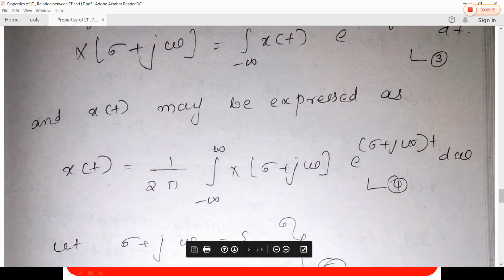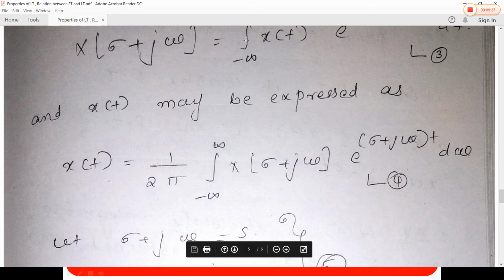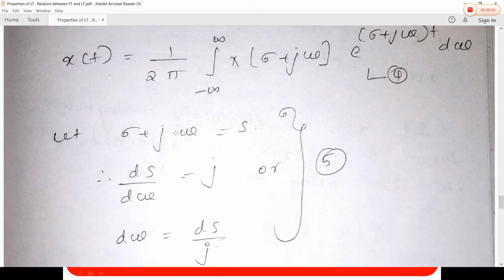In a similar fashion, equation number 2 of x of t may also be represented like this. Wherever you find omega, it can be replaced by sigma plus j omega. So the equation of x of t becomes 1 by 2 pi integral from minus infinity to plus infinity of X of sigma plus j omega into e raised to (sigma plus j omega) t d omega. We already know that sigma plus j omega is nothing but s, the complex frequency factor.